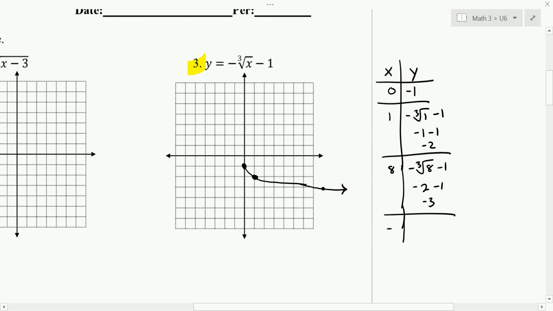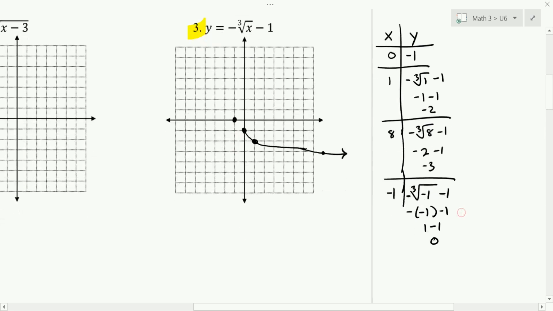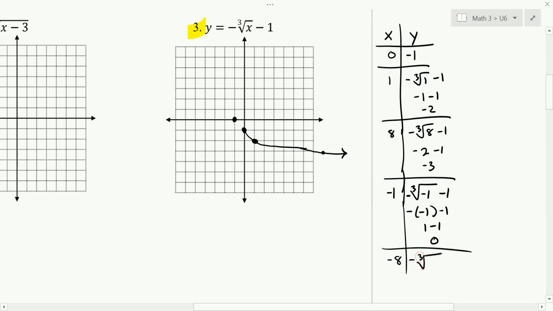If I plug in a negative 1, I could take the cube root of negative 1, and we end up with a double negative here. So negative 1, 0. And I could plug in a negative 8. Again, a double negative, which gives me 2 minus 1, or 1. So roughly there. So we have a general shape of this graph.